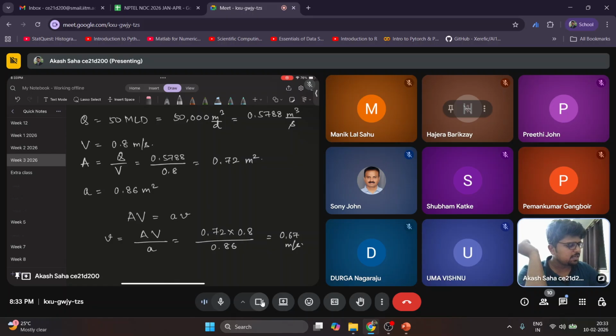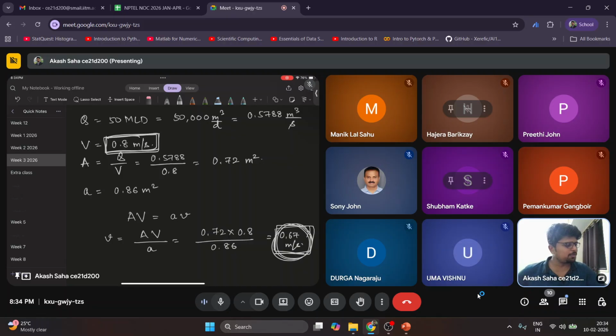So you can see the velocity through the screens was 0.8 and this is 0.67. So this is smaller. Through the screens, the velocity will always be higher. If you solve like this, you will have an idea whether you are solving it correctly or not. If you get this particular value more than 0.8, that means you are doing something wrong. Like this, we can cross check our values.